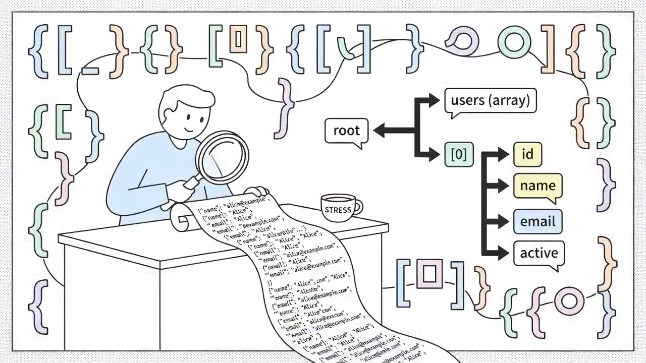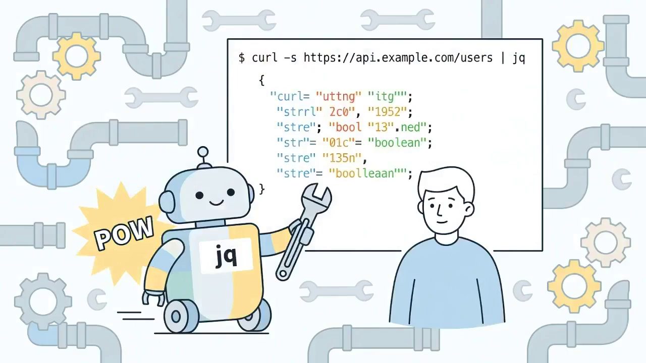Your eyes are not a parser. Scrolling and squinting is not a workflow. Enter jq, a lightweight, pipeable command line JSON processor built for slicing and transforming JSON. Pipe anything into jq and you get colorized, indented output that a human can actually read.